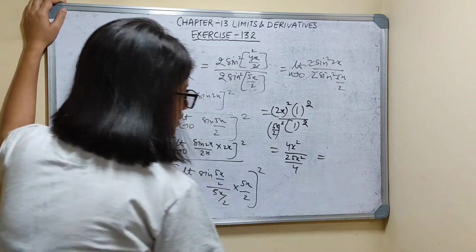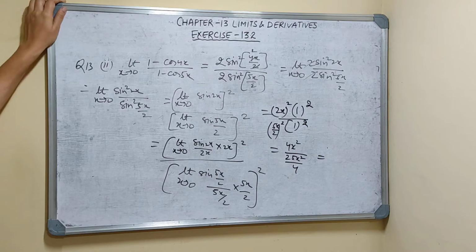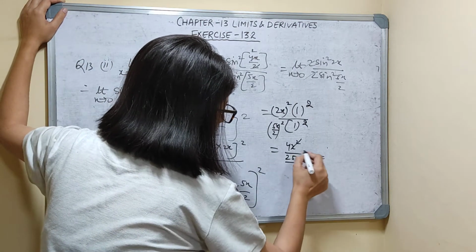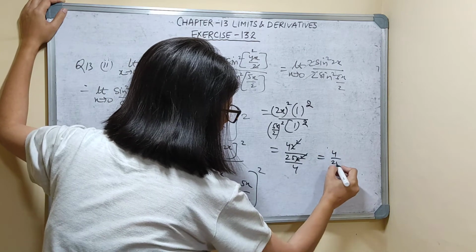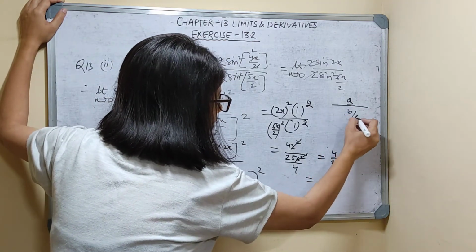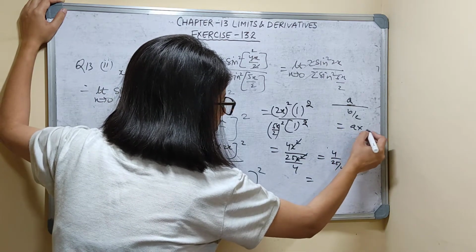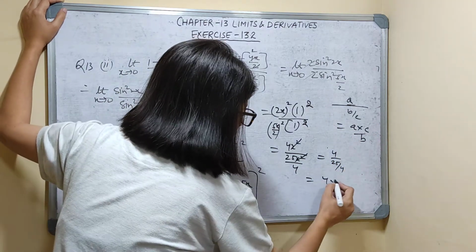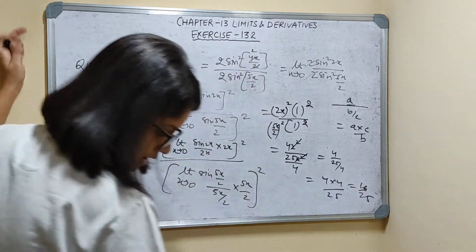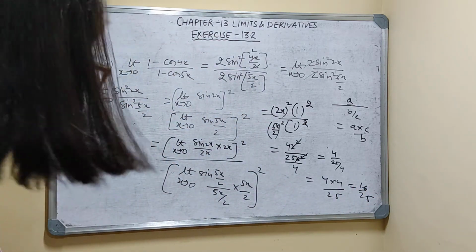Is it clear? So x square cancels, 4 upon 25 by 4. A upon B upon C is A upon A into C by B. So 4 into 4 by 25, that is 16 by 25 is the answer. Is it clear? Now question number 14.